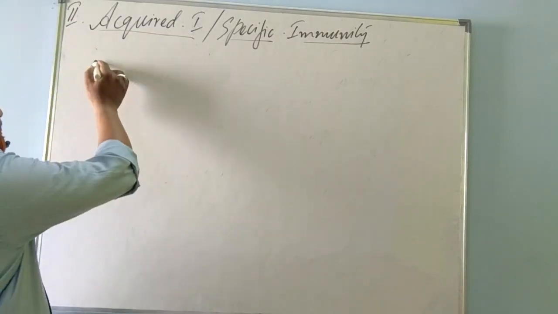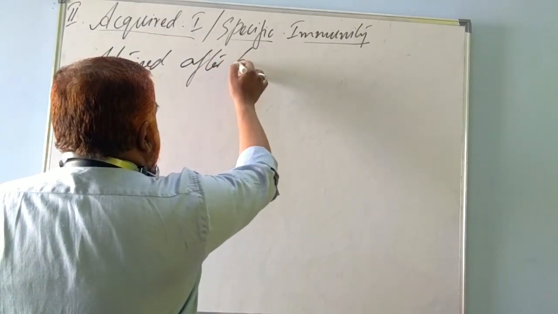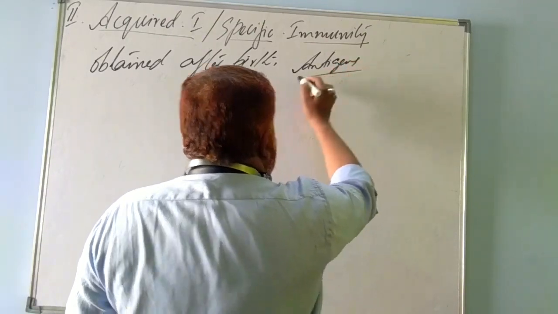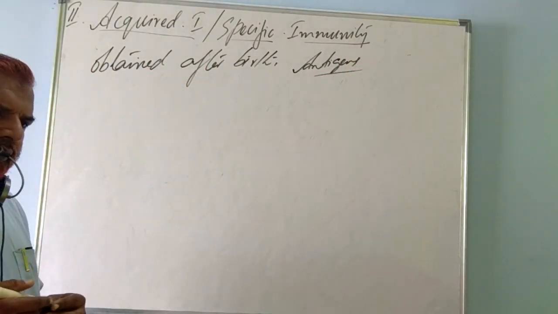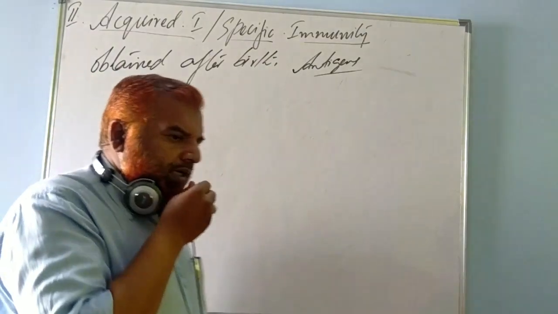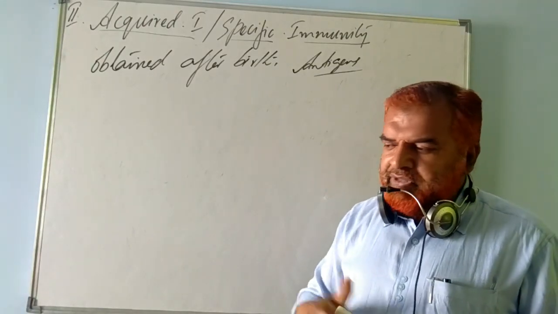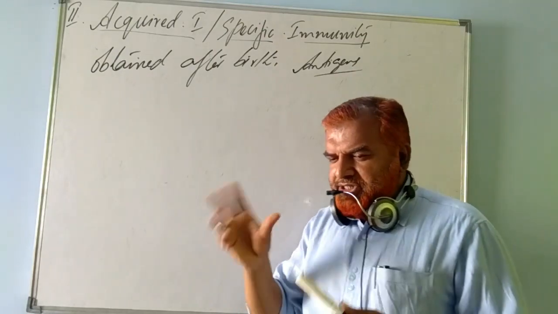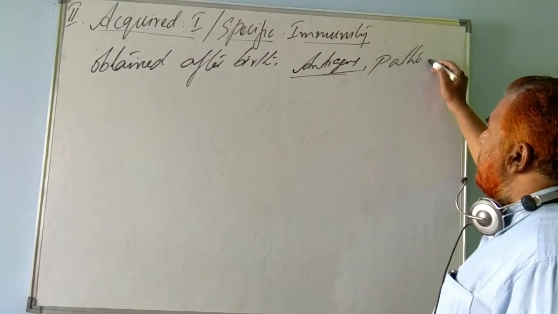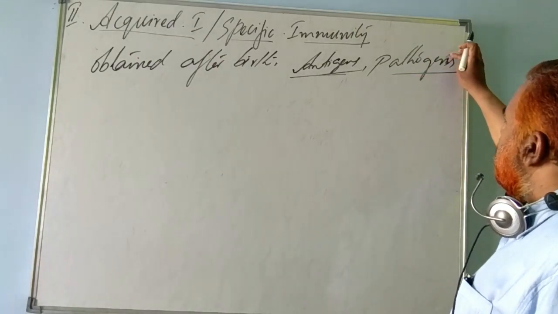Acquired immunity is obtained by the individual after birth, when he is exposed to different types of antigens during his normal daily life, day-to-day activities. Whenever he encounters water, air, or touches many substances, there will be many pathogens that touch his body and enter into his body. Many antigens, many pathogens enter.